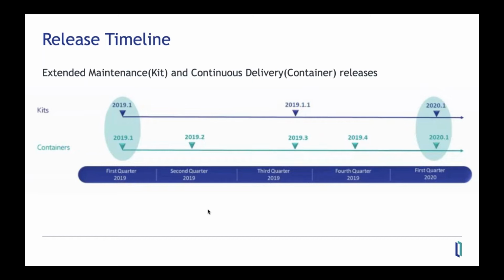But the second line there, the container line, is something that we're doing on a quarterly basis. So we had a 2019.1 simultaneously with the kit release, and then we did a 19.2, 19.3, and 19.4 each quarter. Now those are available only as containers, and so those are for folks who are in the cloud and want to take advantage of that. And so that's a relatively quick release cycle. About 4 to 6 weeks ahead of that release, we make available this preview release. And like I said, for 2020.1, that became available in January.